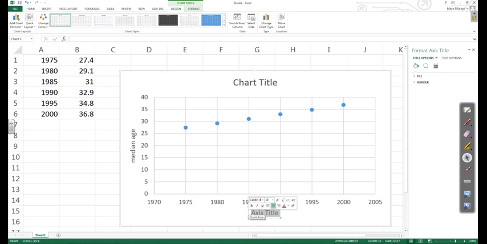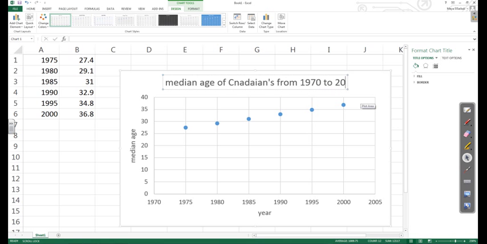what did we say? This one is year. And then you always have to enter a good chart title, so when I'm reading, I know what I'm looking at. So you can say the median age of Canadians from 1970 to 2000. Make sure you spell it properly, and you should be using capitals. Are we okay with this?